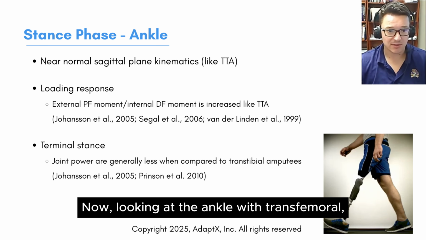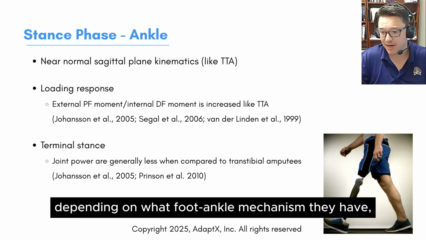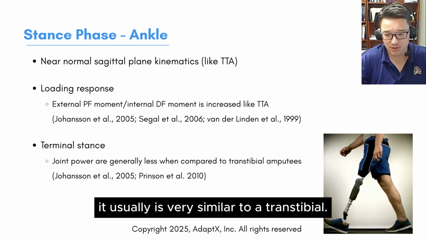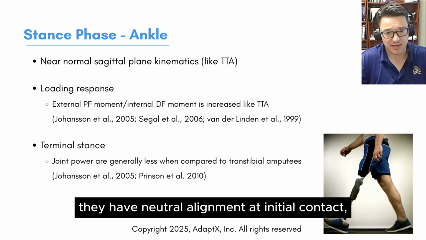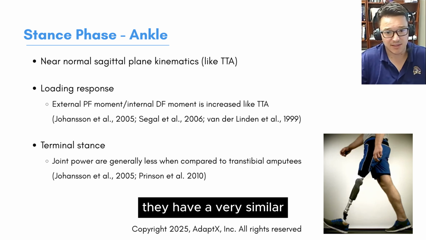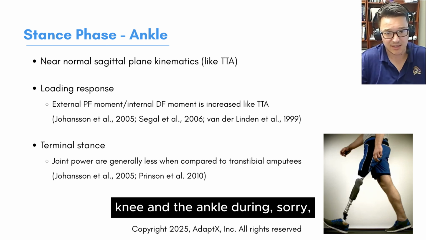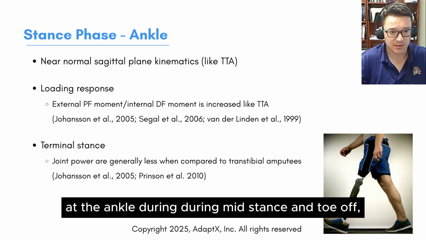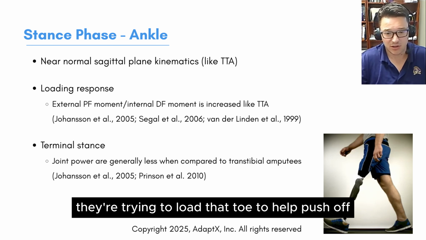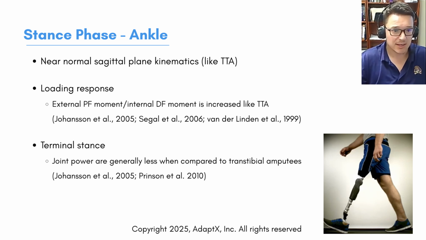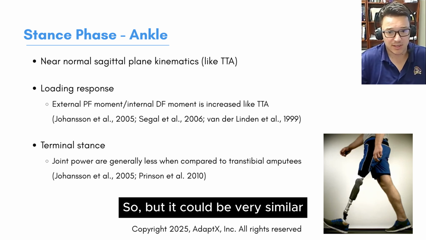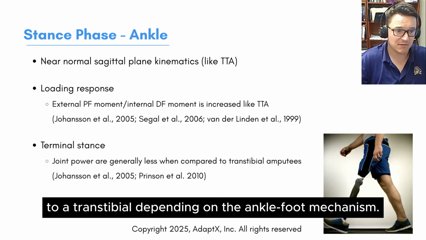Now, looking at the ankle with transfemoral, depending on what foot ankle mechanism they have, it usually is very similar to a transtibial. In this case, they have neutral alignment at initial contact. They have a very similar posture at the knee and the ankle during mid stance, and at toe off, they're trying to load that toe to help push off and bring the leg forward, depending on what ankle they have there. But it'd be very similar to a transtibial, depending on that ankle foot mechanism.